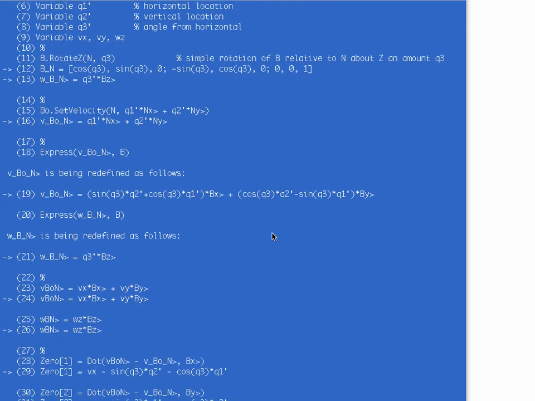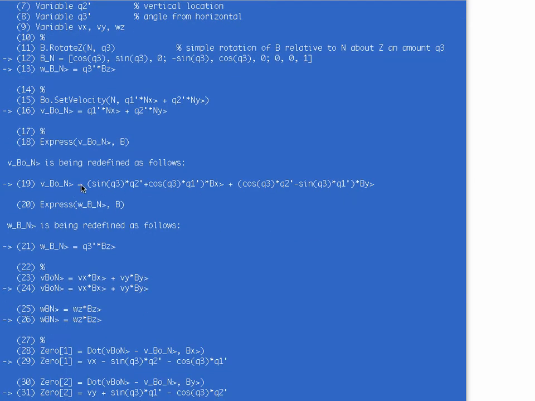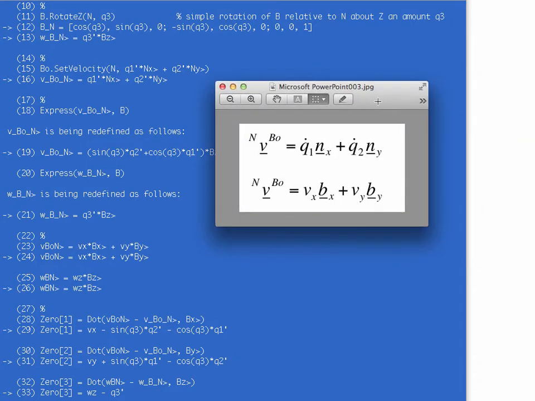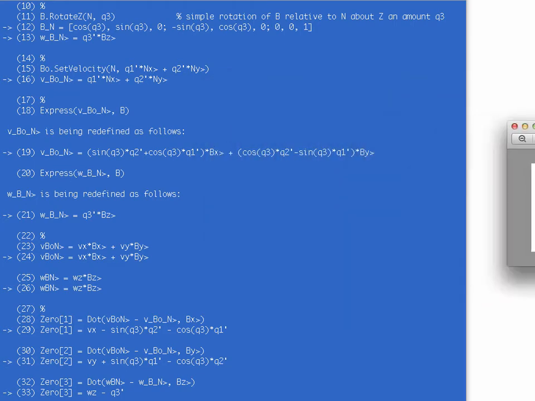So here we go. I got the expression for VBO and N and omega B and N. Of course, Q3 dot and omega Z are going to be the same. All right, so I've created new vectors. Motion Genesis understands that this is the velocity of BO and N with the underscores. I made up another one, VBON. It doesn't know this. I could have made up anything I want, but this makes sense to me: VBON, the velocity of BO and N. I've defined it as VX BX plus VY BY, which is basically the second definition. What I'm going to do is set these two things equal to each other and have it solve the system of equations for Q1 dot and Q2 dot.